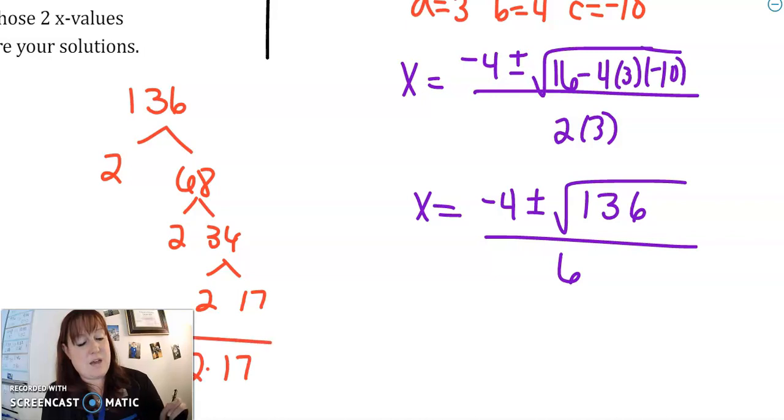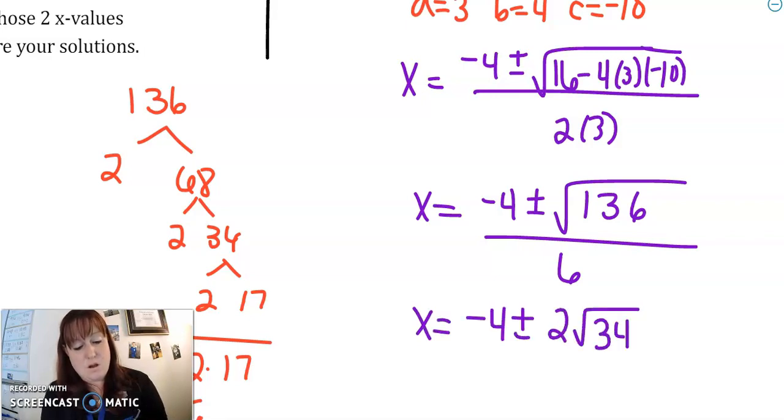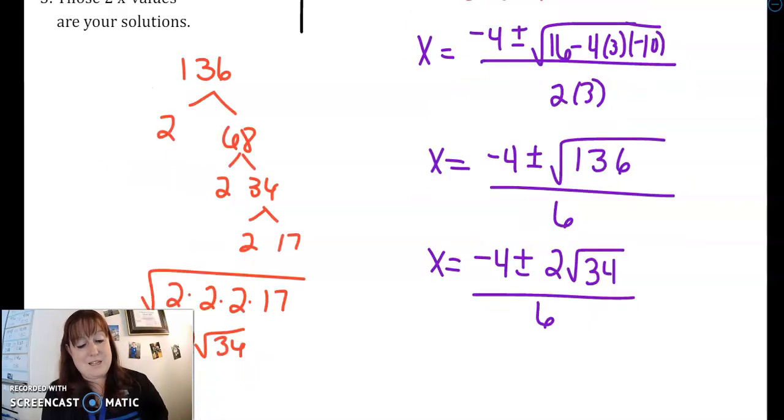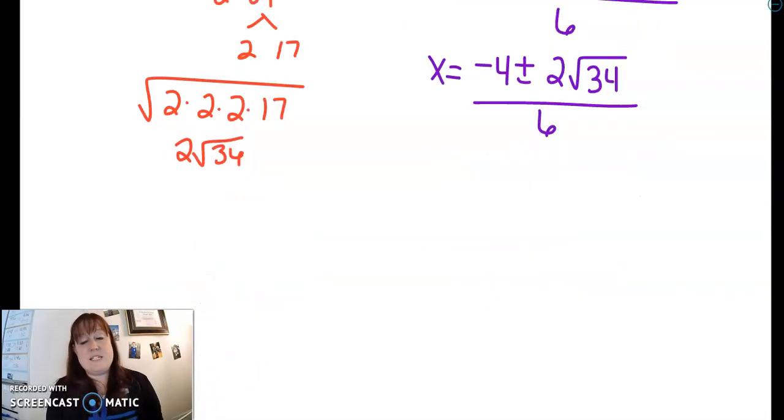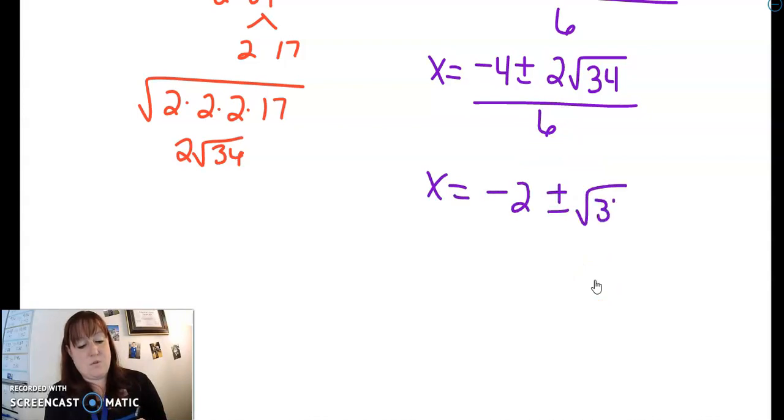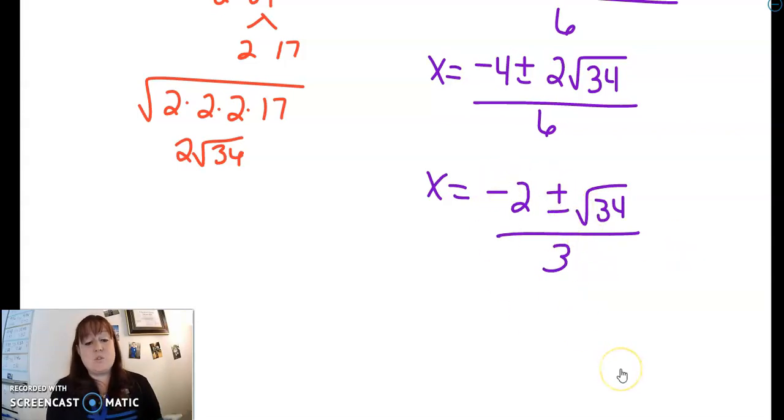So I take the square root of that, and I can take a 2 outside. So I'm going to have 2 root, and then the 2 times 17 stays inside, so 34 stays inside. So I have x equals negative 4 plus or minus 2 root 34 over 6. And it's pretty much done. The only thing that I see that I can simplify more is that each of these is divisible by 2. So I'm going to go ahead and do that. I'm going to say x is equal to negative 2 plus or minus root 34 over 3. So I just divided every single term by 2. And that's it. Those are our two solutions.